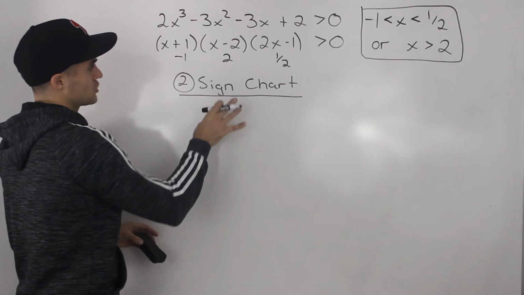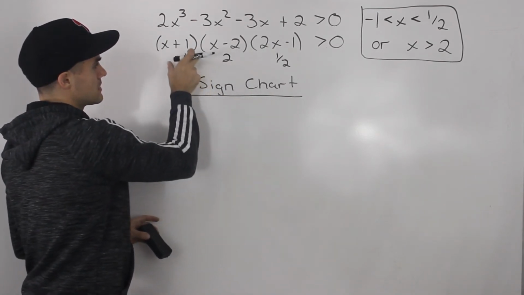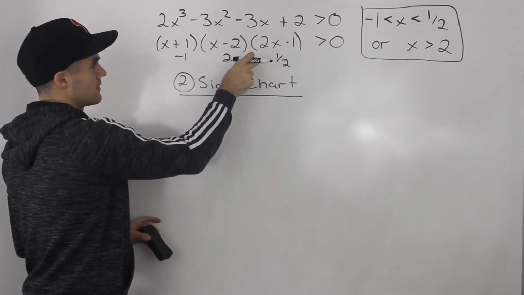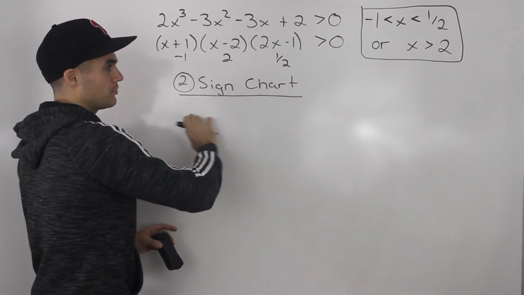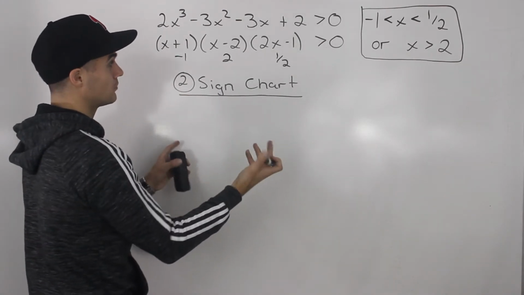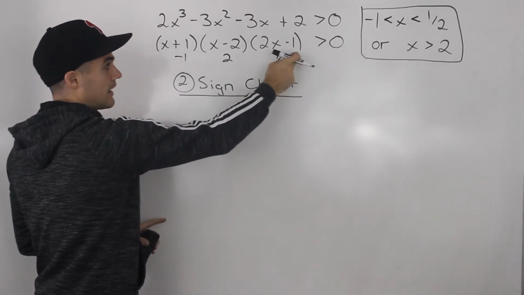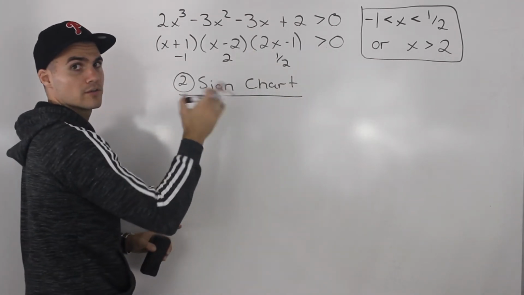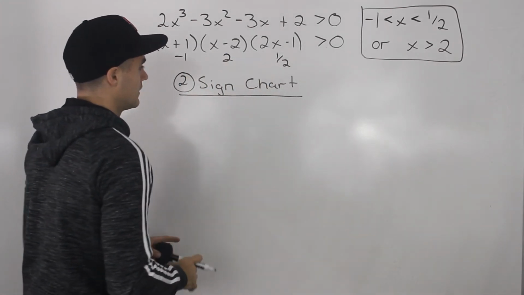Now, the way a sign chart works is you want to take the x-intercepts of a polynomial and then put them as columns. So the first thing you've got to make sure is that your polynomial inequality is in this form. You have 0 on one side, and then you have a factored polynomial on the other, so you can actually get the x-intercepts. And here's how it works.